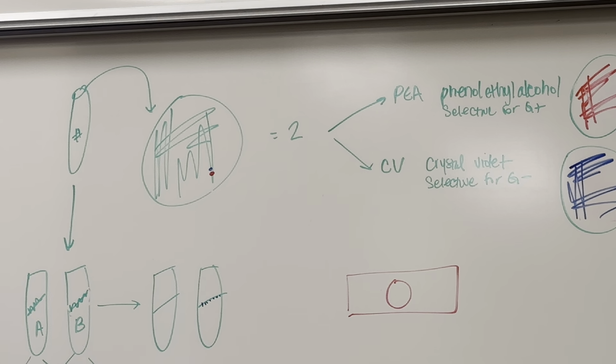Does that make sense? Like a PEA and a CV. So you plated, you took a little bit from your A, wiggled on a PEA, took a little bit from your B, just label them clearly, a little bit from your A, a little bit from your B, and confirm.